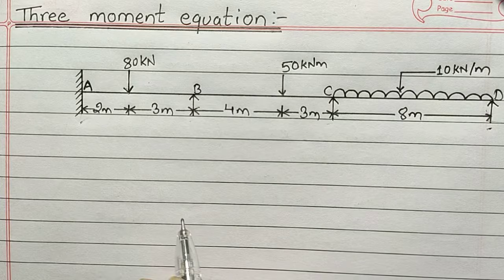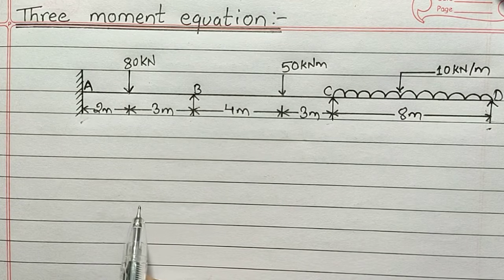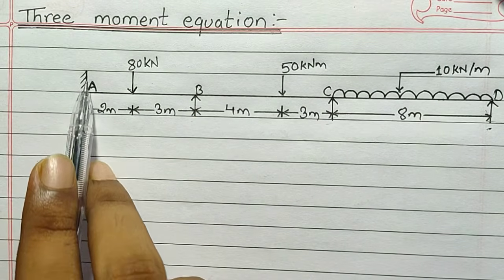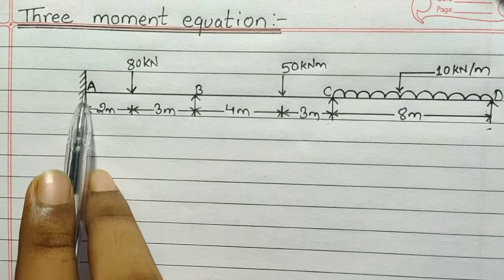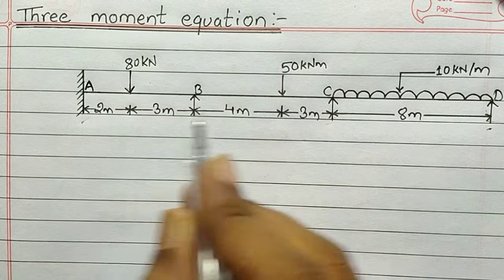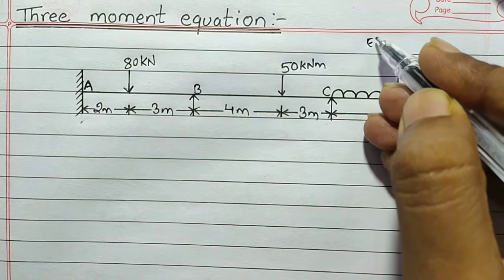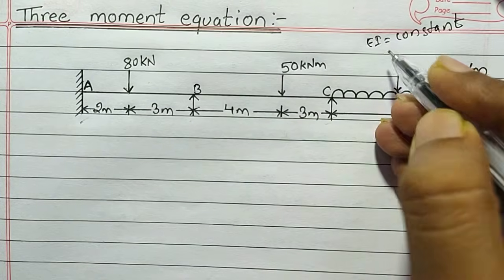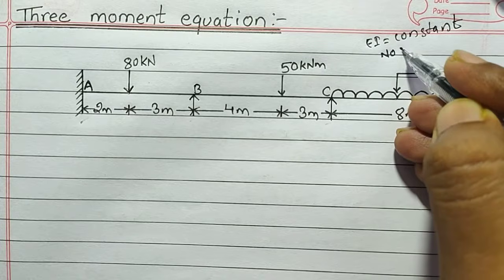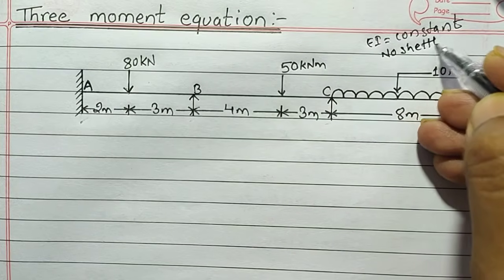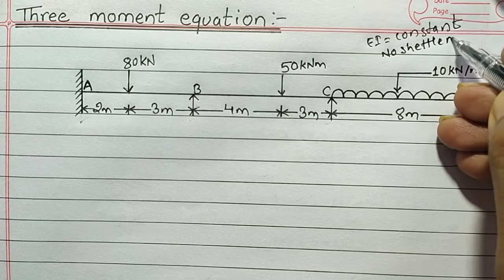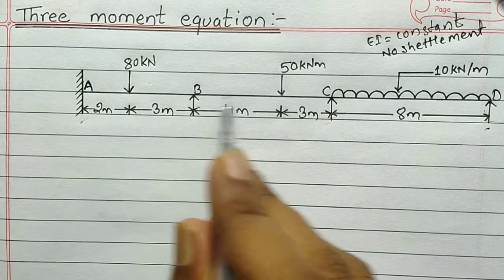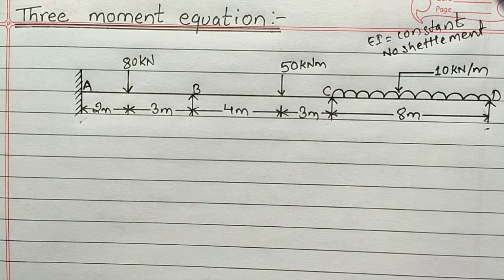So guys, here is one thing that one should know while solving a numerical based upon the three moment equation when we are provided with a fixed support at one end. Here in the given question we have EI constant and there is no settlement at the supports. We need to find the moments at A, B, C and the moment at D is 0.